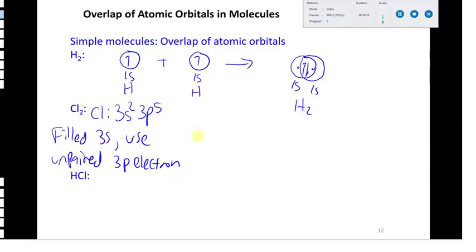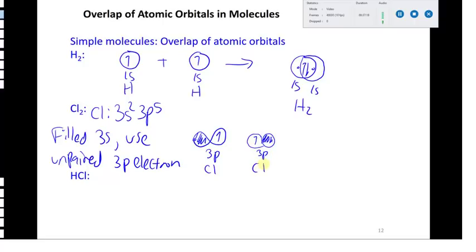So each chlorine atom is going to have a 3p orbital. As we learned before, these orbitals have this sort of dumbbell or figure 8 shape to them when they're p orbitals. So we have a 3p orbital on 1 chlorine atom that has an electron in it. We have a 3p orbital from another chlorine atom that has an electron in it.